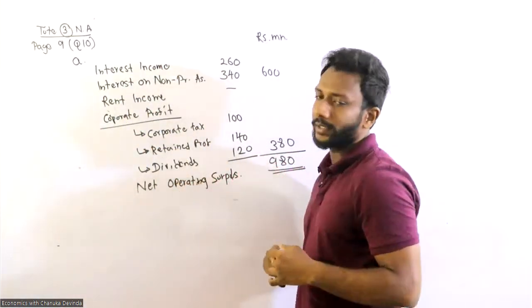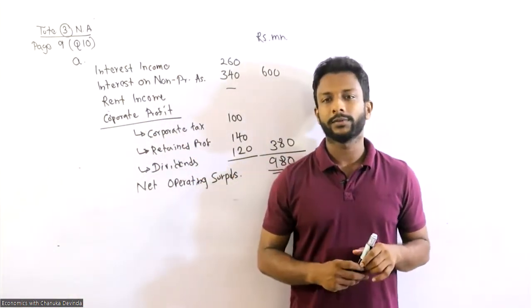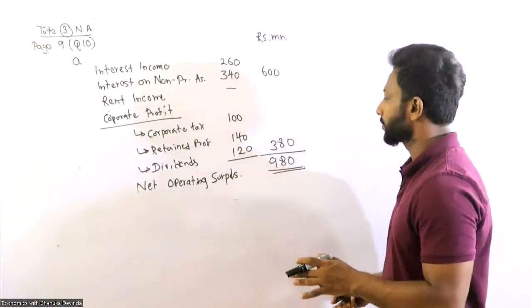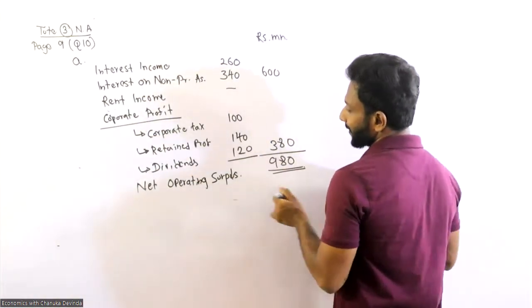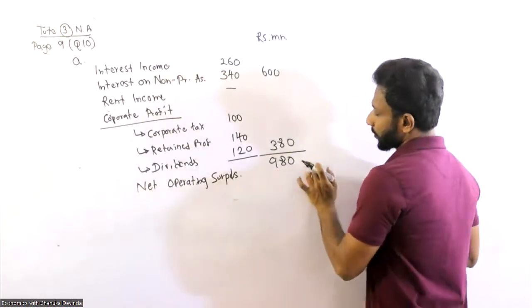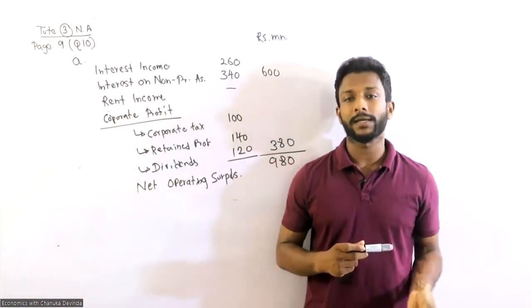Corporate profit can be identified as 3 parts. First one, corporate tax, retained profit, and dividends, right? When we add all these 3 items together, it is 980. That is the net operating surplus. So what's the next one we have to calculate? It is gross operating surplus.